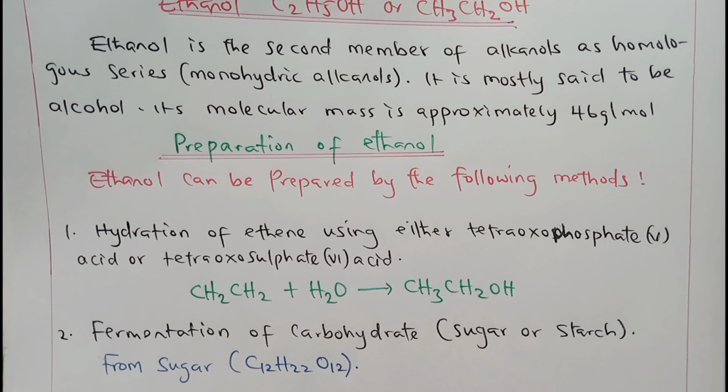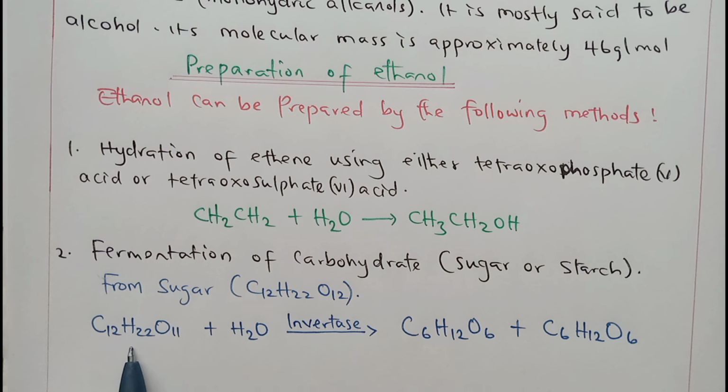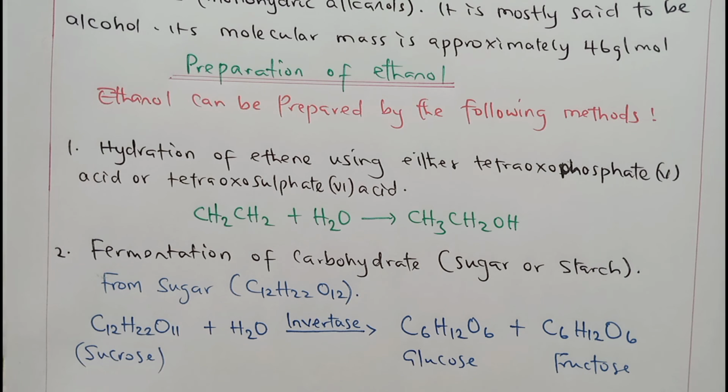From sucrose, we will have something that looks like this. This is the first stage of the reaction from sugar. Okay, this is sucrose, which is the sugar. This is glucose, and this is the fructose. But this is the sugar that we use at home. The sucrose you are seeing is the sugar that we're using at home.